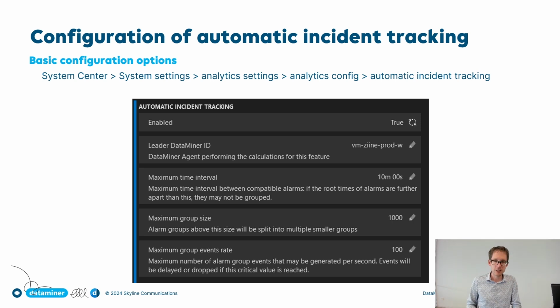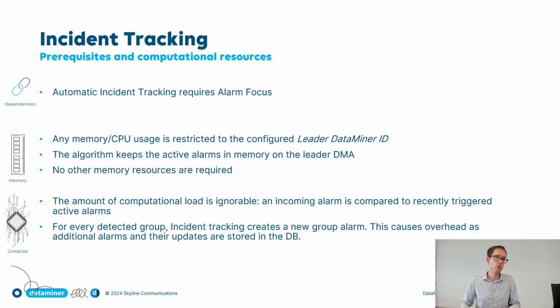Okay, now let's talk a little bit more about the prerequisites and the resources that you will need. Prerequisites, well, you will need alarm focus. Maybe you remember that alarm grouping or incident tracking can only group focused alarms with focused alarms and unfocused alarms with unfocused alarms. So it really needs this alarm focus filter. Next, what about the memory? Well, memory-wise, we're doing really good. All of the memory and CPU usage will be used by the leader DataMiner. The other agents don't use anything.